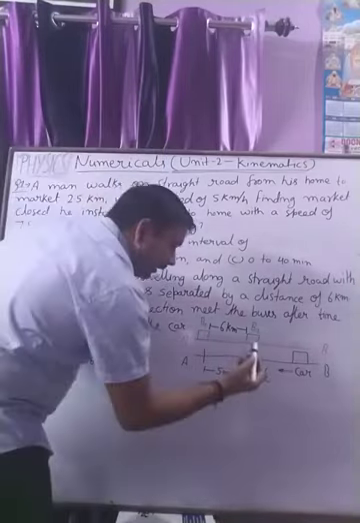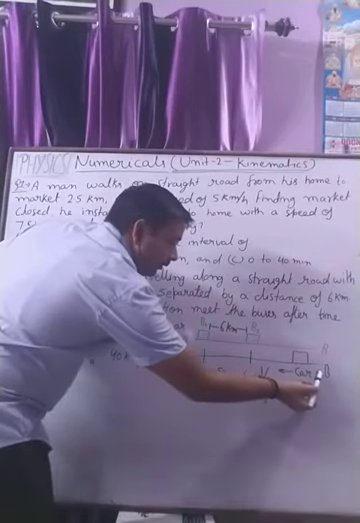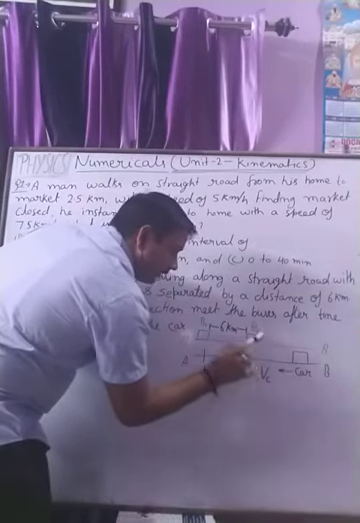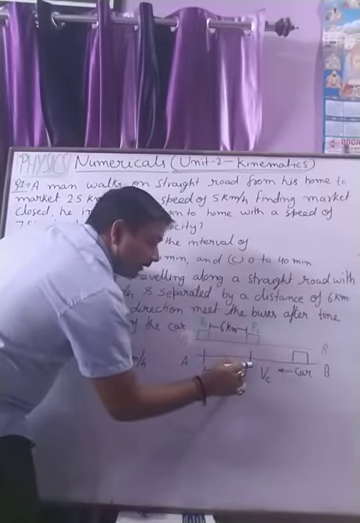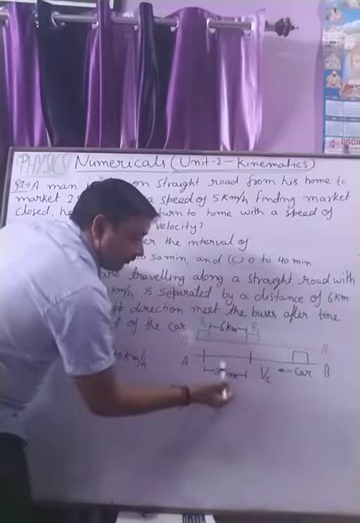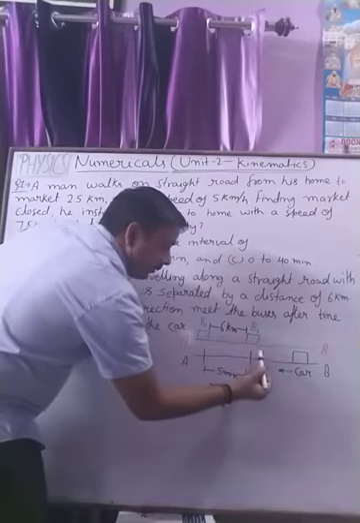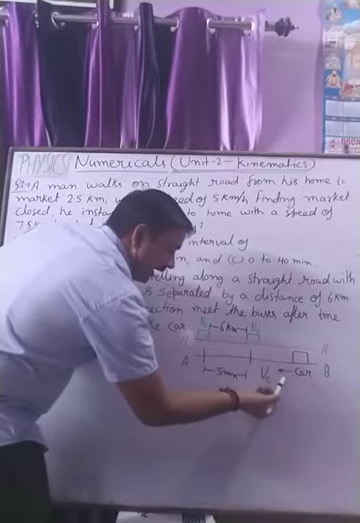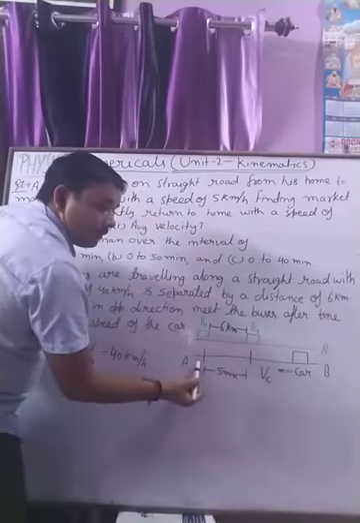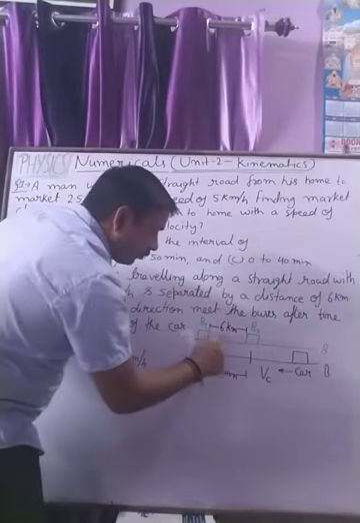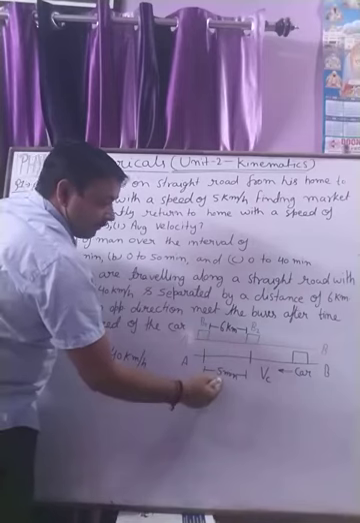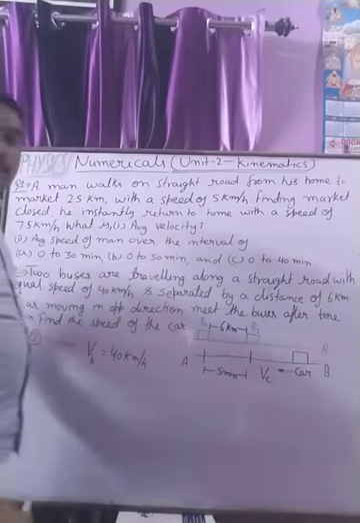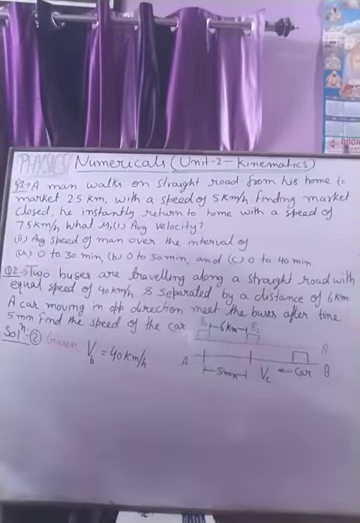So the car meets both the buses after an interval of 5 minutes, which means it will meet B2 5 minutes before B1. So it takes 5 minutes to travel the 6 kilometer distance. Okay, so we calculate here.